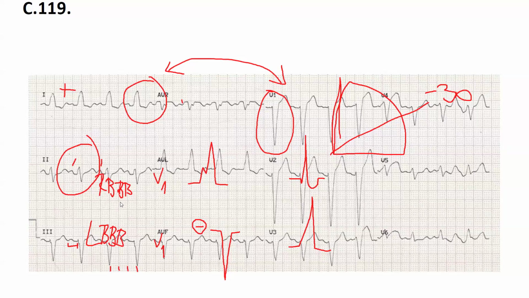And which are the left leads? Lead number 1, AVL, for example, V5, V6. But here, basically, you don't see it nicely. And this is why you should go for V1 and the left side. So that's a left bundle branch block.